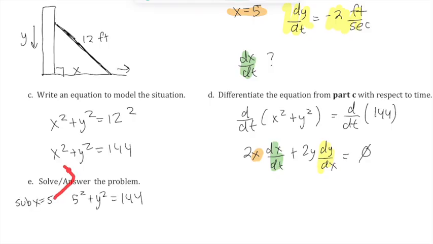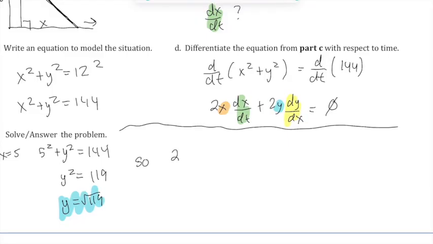So if I sub 5 in there, I get 25. All I have to do is subtract 25 from each side, which gives me 119. And then if I square root, I have that y is equal to the square root of 119. So now I have everything I need. I'm trying to solve for the green dx/dt, and I have all the other values.